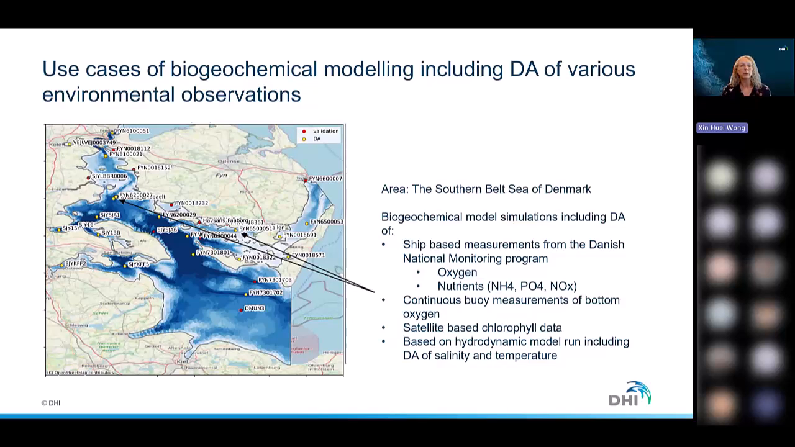And then we're also using some continuous buoy measurements of bottom oxygen from two positions indicated by the arrows, one in open water to the west and one in the archipelago, sitting in one of these narrow channels. And then finally, we are using satellite-based chlorophyll data that is assimilated all over the domain whenever data is available. And then I should mention that the biogeochemical model results are based on a hydrodynamic model simulation, where we're also including data assimilation of salinity and temperature from these stations indicated here.